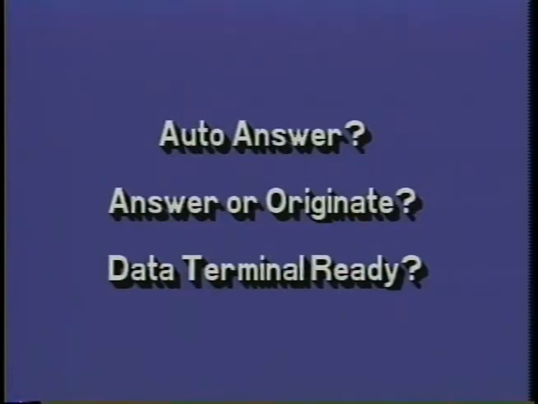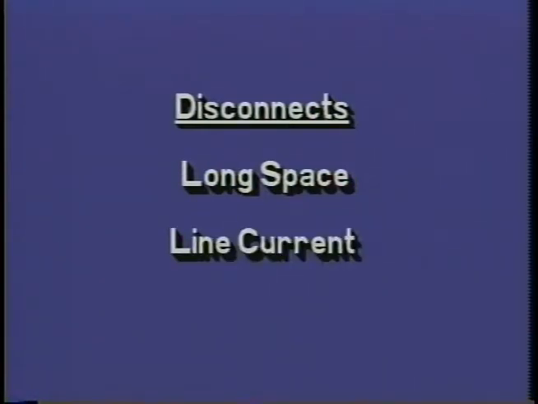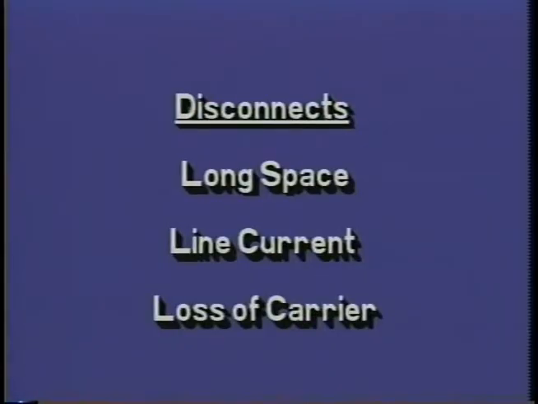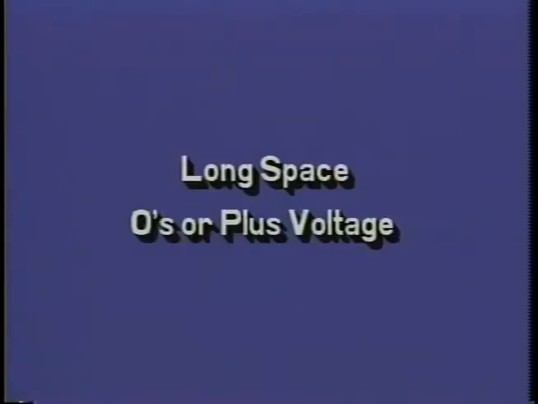dial-up modem options. Many dial-up modems have a few options for disconnecting from the phone call. Long space disconnect, line current disconnect, loss of carrier disconnect. The long space disconnect can come from the phone line side of the modem, or most typically the digital terminal side. A long space is 1 second or several seconds of digital zeros equal to plus voltage. This option exists in some, not all, dial-up modems. It's more often ignored than used.